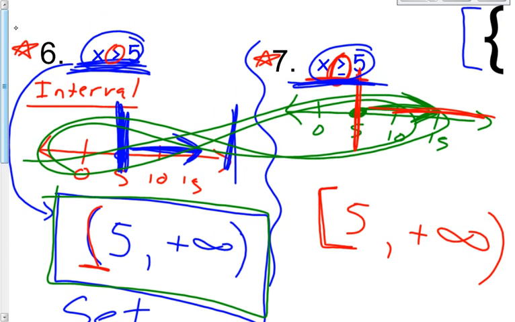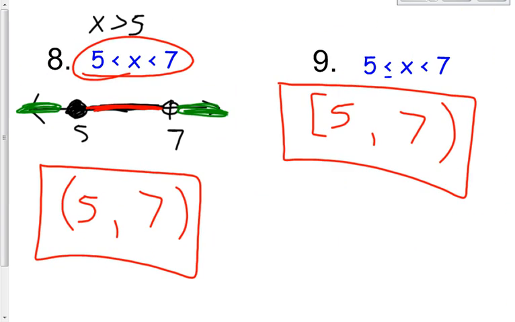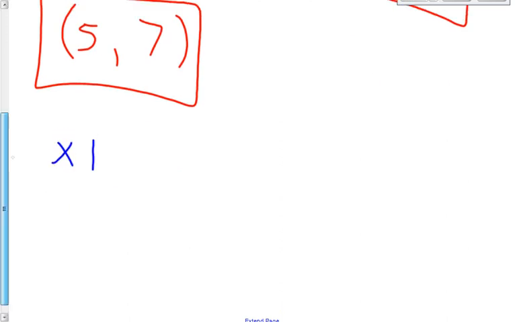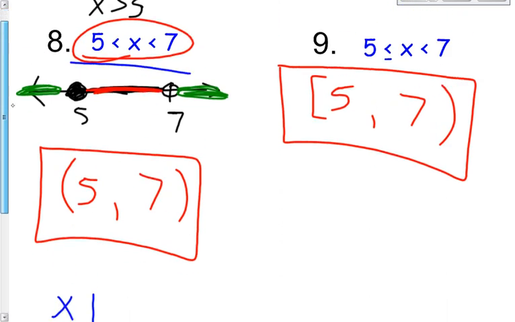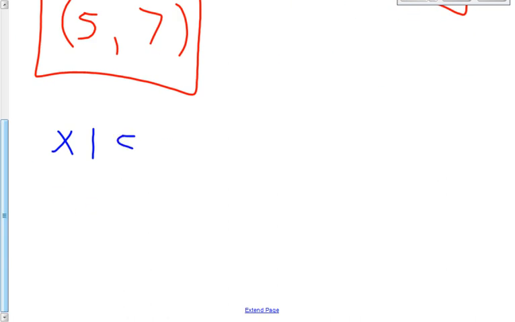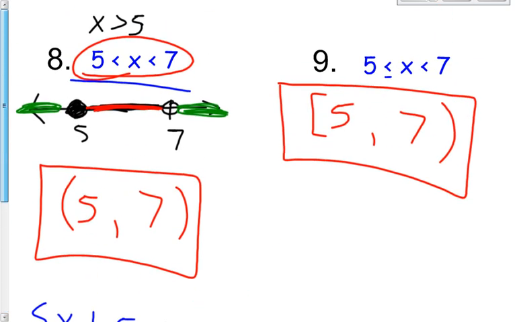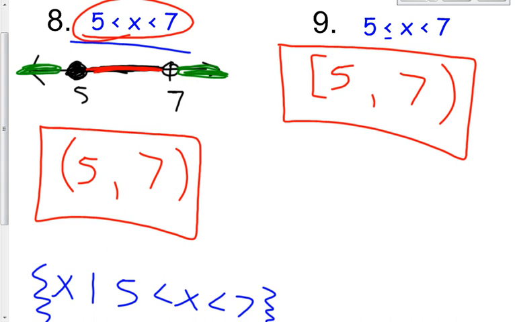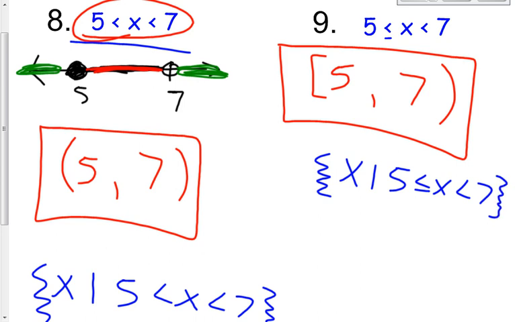Number 8, we say x such that, and then we write this down: 5 is less than x is less than 7. So you guys could work ahead of me because that's all we do for all of these. For number 9, you're going to have a bracket, x such that 5 is less than or equal to x, which is less than 7. Close your brackets. This seems very simple right now.